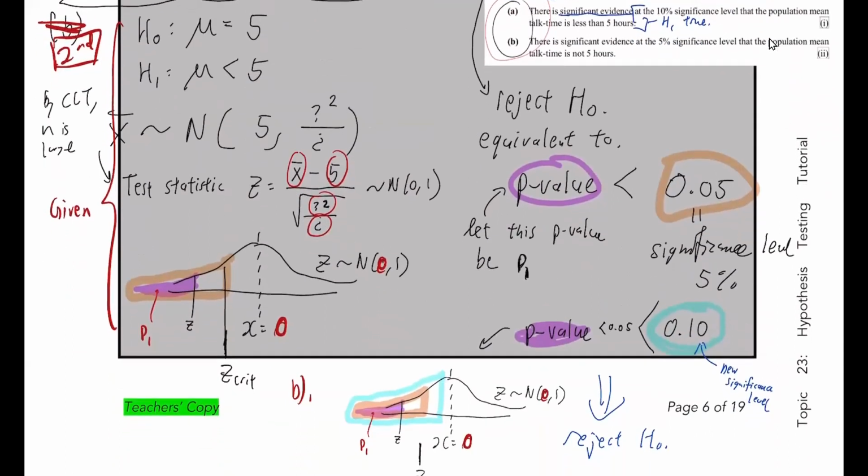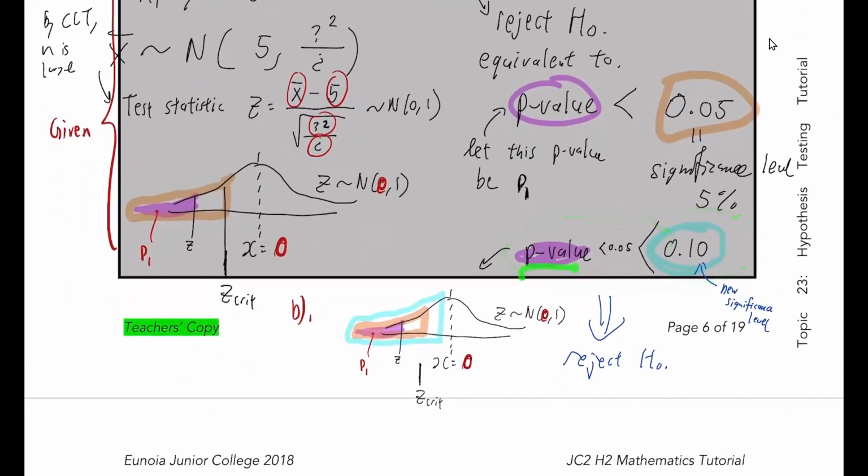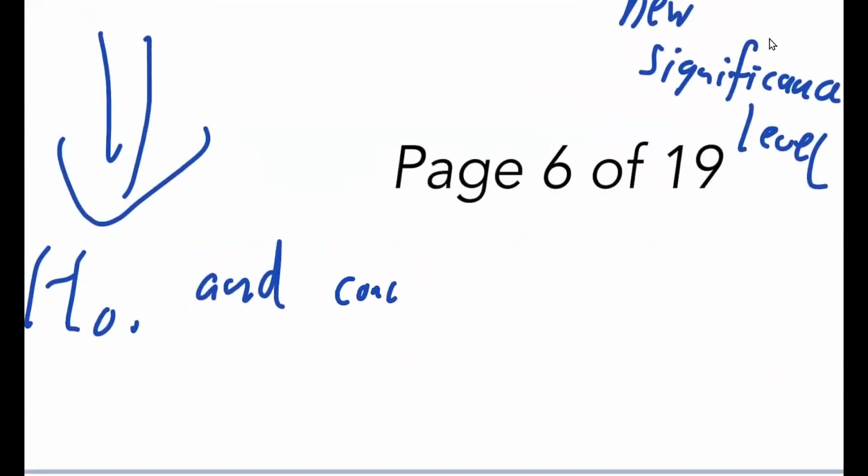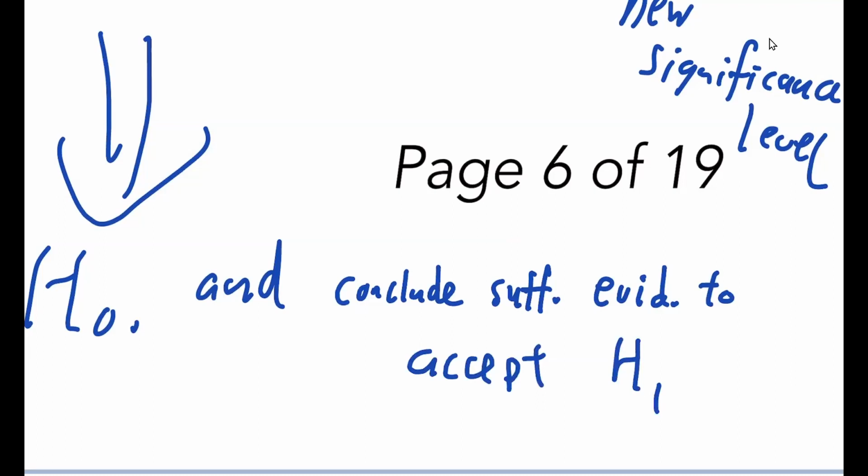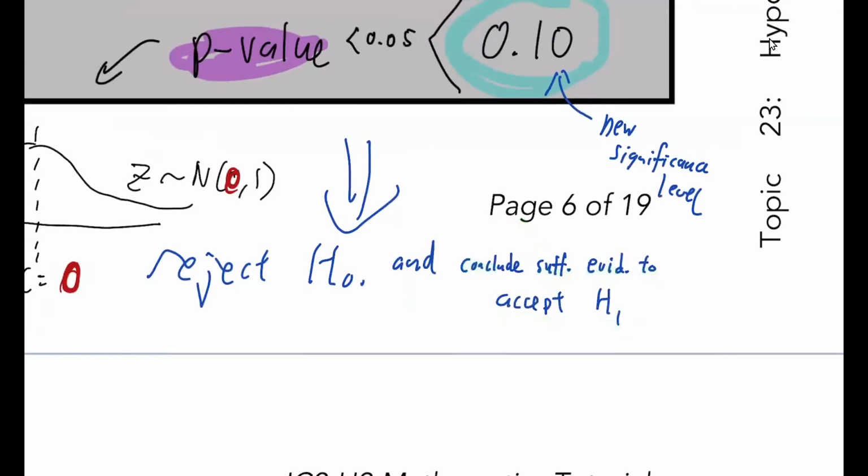And in this case, we have managed to prove that the p-value must be less than the new significance level, which implies that you have to reject H0. So that means this is exactly the same as: reject H0 and conclude that there is sufficient evidence to accept H1. So that means this answer must be necessarily true. Confirm must be true.